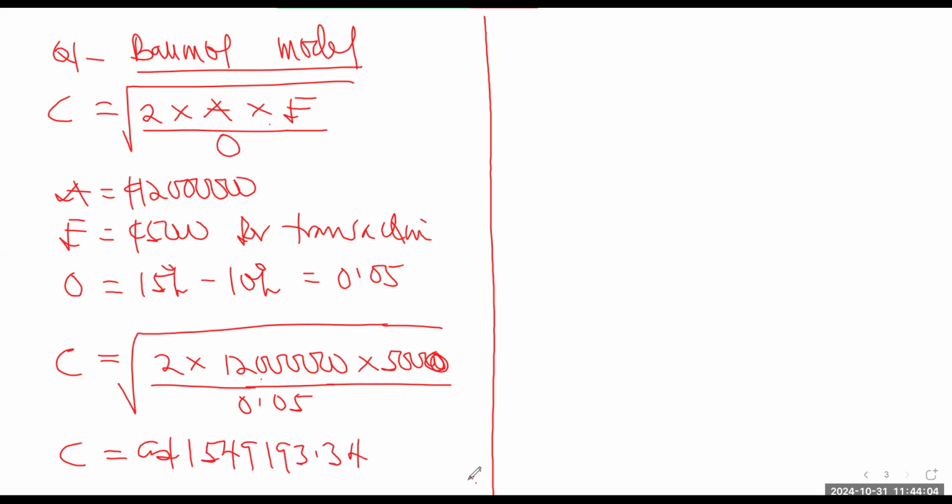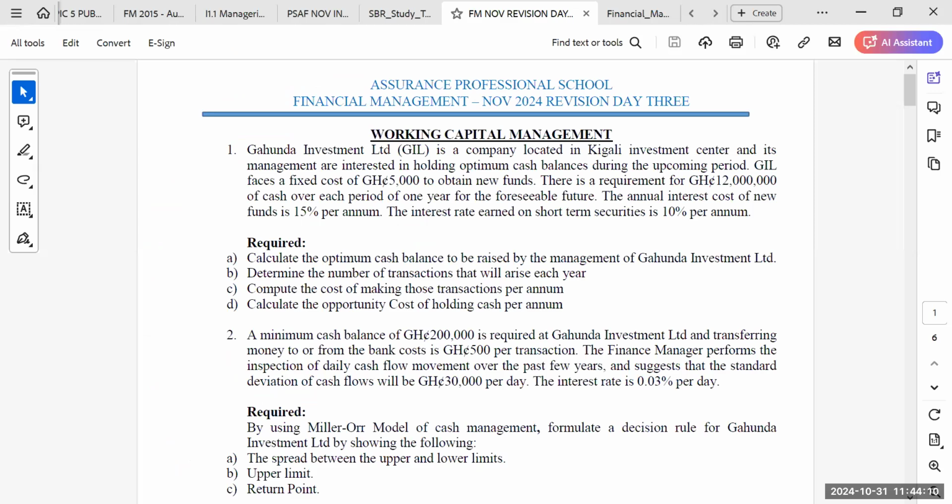So this is the maximum or the optimal cash balance that they have to raise by the management of this one. So anytime that they want to carry out a transaction, they will go and raise this particular amount of money. Anytime that they want to sell security, they will go and raise this amount of money. But at the end of the day, we need 12 million for the year. We need 12 million for the whole year.